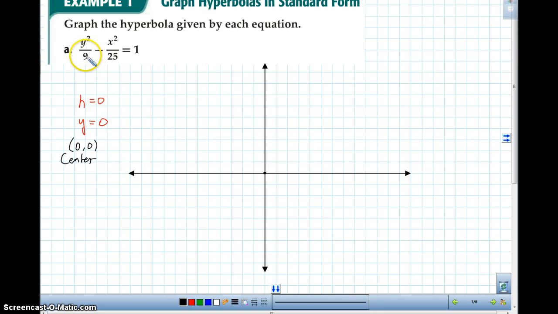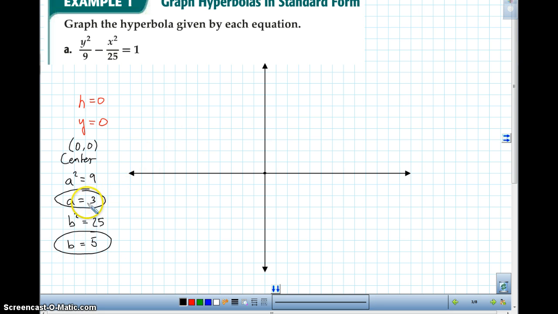So notice that a is always first now. So a is no longer the big length. a is just whichever one comes first. So a squared is equal to 9, which means a is equal to 3. And b squared is equal to 25, which means b is equal to 5. a and b are both important because they're going to help us find the slope of those asymptotic lines.